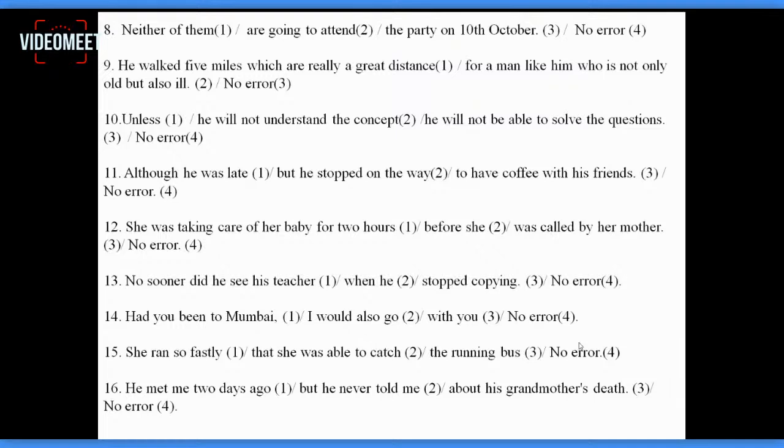So that is why which is really a great distance would be there. Try and focus on the subject verb agreement rules. If you get hands-on experience with them, if you get to understand these concepts, they're very easy to understand. So it becomes very easy to find out the errors in the questions. So he walked 5 miles, which is really a great distance for a man like him who is not only old but also ill. Okay, I'm hoping that you're understanding how to spot the errors in the sentences. Moving on to the 10th question.